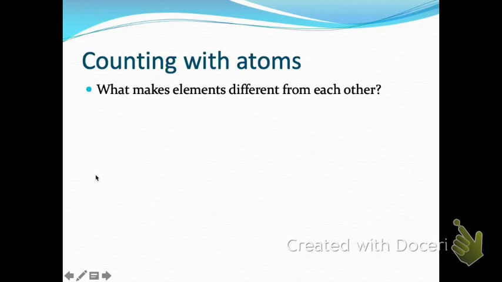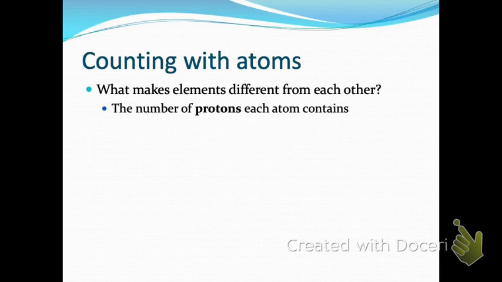Good. The number of protons that each element contains. That's what makes an element a complete individual. Right? There could be the same amounts of electrons in two different elements. There could be the same amount of neutrons in two different elements. But if something loses or gains a proton, then now it becomes a completely different element.